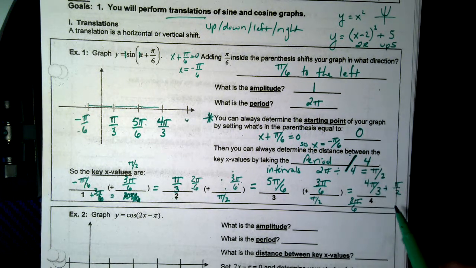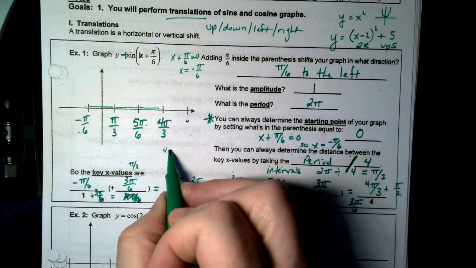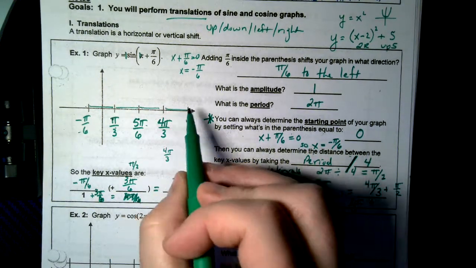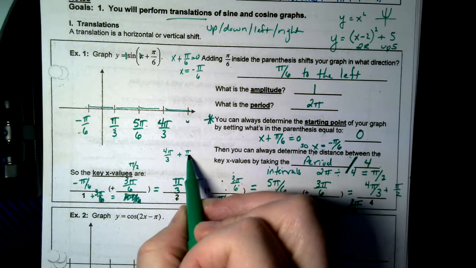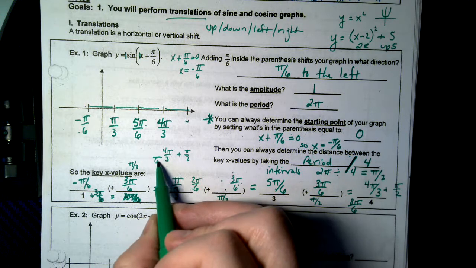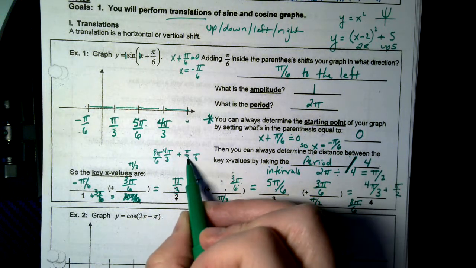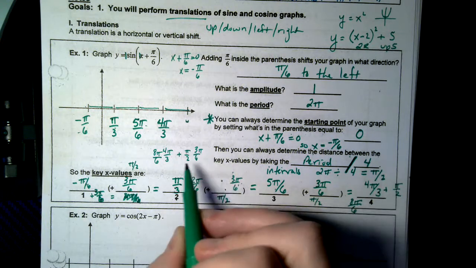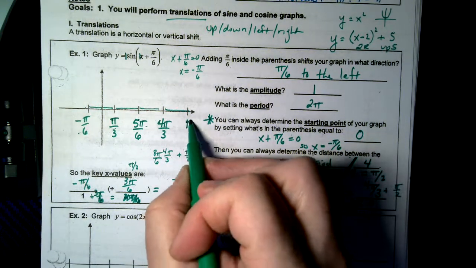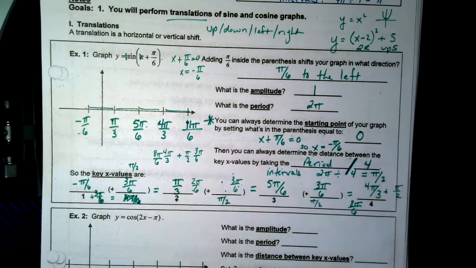So I need a denominator of 6. Here, I'll do it here. 4 pi over 3, I need to add pi over 2. Let's make a denominator of 6. So double the bottom, double the top: 8 pi over 6, and we're going to call this times 3, 3 pi. 8 and 3 is 11. 11 pi over 6.